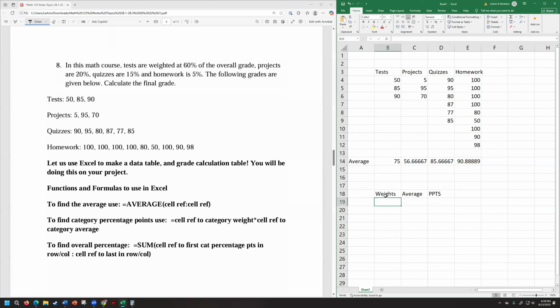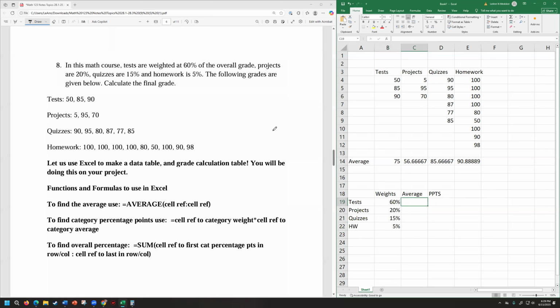Now, on Excel, you don't have to turn these into decimal form. You can just type in the percentage, but make sure you put a percent symbol. Excel will only treat it like a percentage if you put that symbol there. So 60% for tests, 20% for projects in that specific class. And I might put my category names again. That might help. So test, projects, quizzes, homework, okay? The quizzes were worth, I'm looking over at the problem, 15%, and the homeworks were worth 5%. So I'm just looking at the description here, okay?